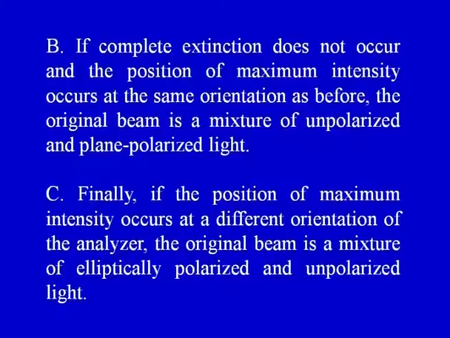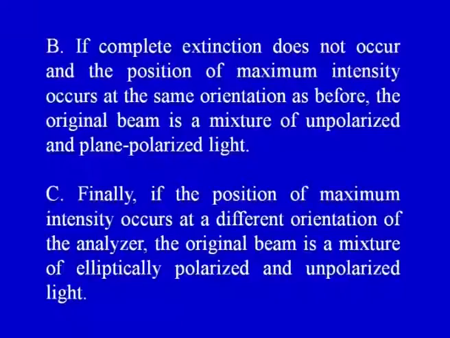B, if complete extinction does not occur and the position of maximum intensity occurs at the same orientation as before putting the quarter wave plate, the original beam is a mixture of unpolarized and plane polarized light. The case C finally, if there is again a variation, but the position of maximum intensity occurs at a different orientation of the analyzer, in this case the original beam is a mixture of elliptically polarized and unpolarized light.